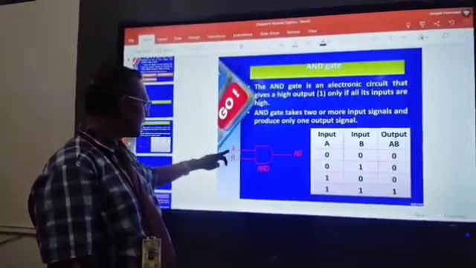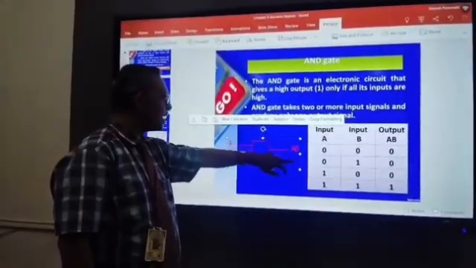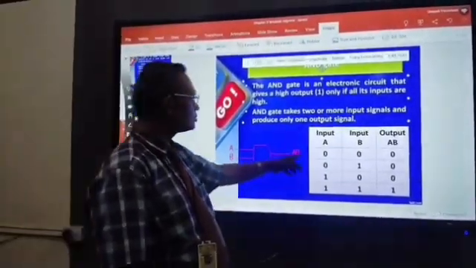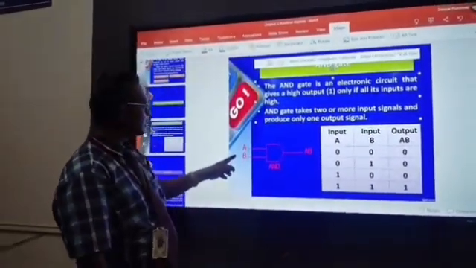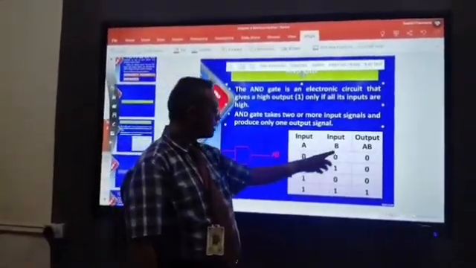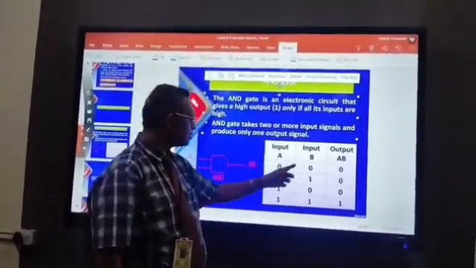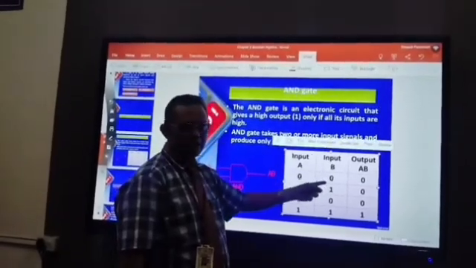So here it is mentioned A and B. The output is AB. So it is the AND operator, and that can be written as AB. Look at the truth table. This concept is called a truth table. As we discussed already, since there are two inputs, there will be four possible combinations, like 0, 0. Look at this: 0, 0 in the sense A can be 0, B can be 0.